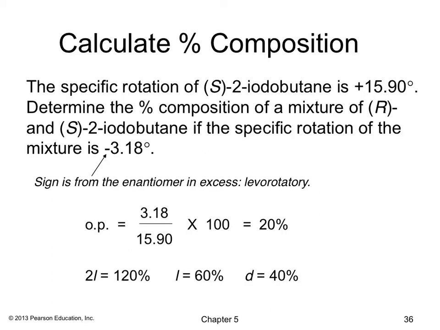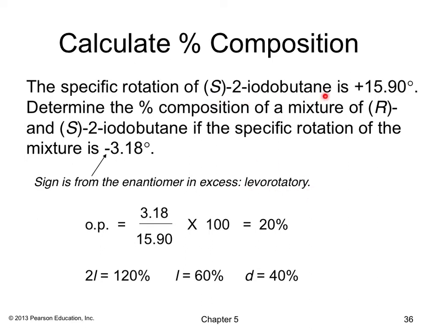So this asks to calculate the percent composition. The specific rotation of S-2-iodobutane is plus 15.9. It's asking to determine the percent composition of a mixture that's R and S, especially if the specific rotation of the mixture is minus 3.18. So this is telling you, because it's a minus sign, that the one that's going to be in excess is going to be levorotatory.